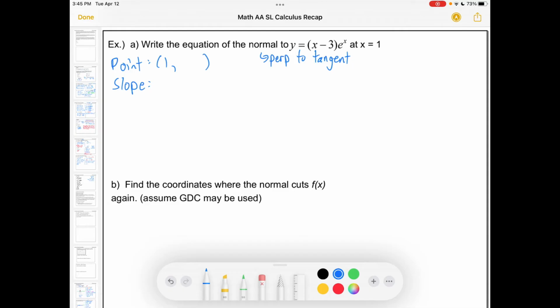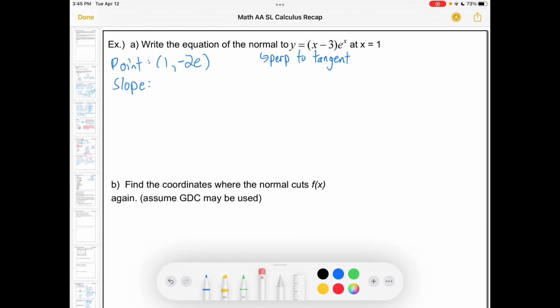The y value that's going to come from this is going to be y equals 1 minus 3 times e to the 1, or in other words, negative 2e. Now, if you had your GDC, you could find that by using the value function on the graph.